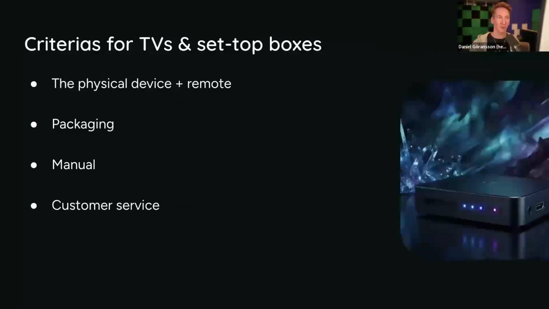And if you're making a physical box or a TV, then there are other criteria for those as well. Like your physical device itself needs to be accessible, and the remote, you need to be able to feel the volume buttons, things like that. The packaging needs to be accessible. You need to be able to open it in an accessible way. There are guidelines for these things. And then there's the manual.